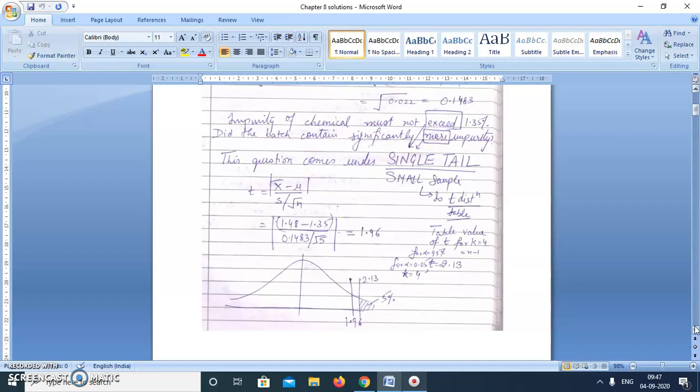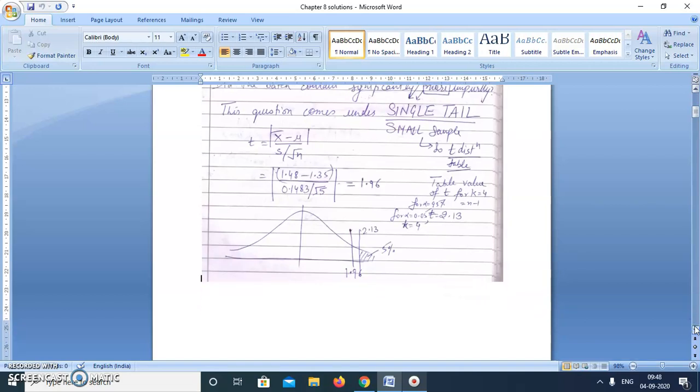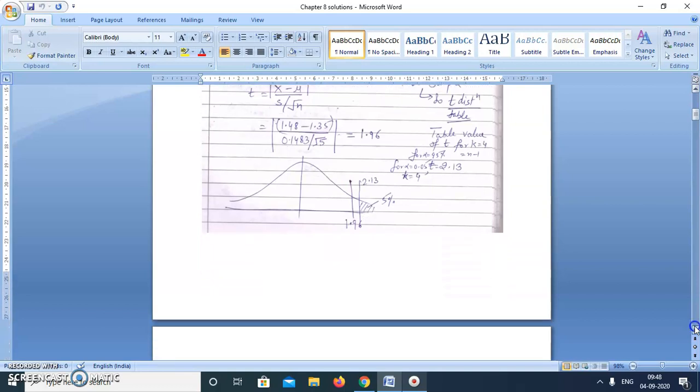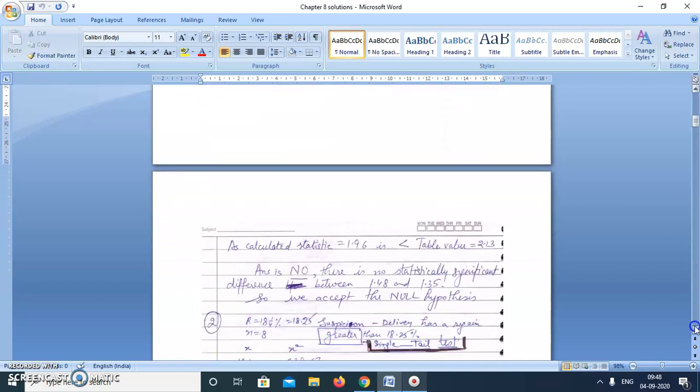Under hypothesis testing, we have studied if the calculated value comes greater than the table value, then the answer is yes, that the difference between the means is significant at 95% confidence level. So we'll do all the questions at 95% confidence level. Now we move to question number 2.